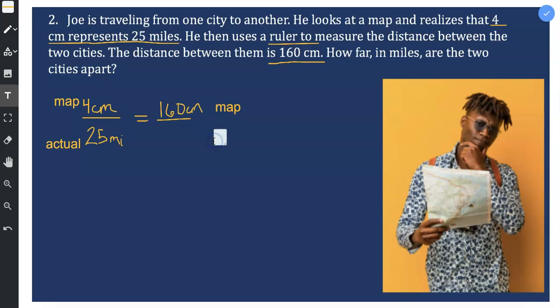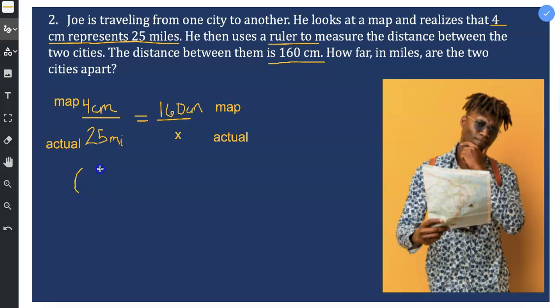So then down here would be the actual distance. So it looks like we're trying to figure out the actual distance between these two cities. The question reads, how far in miles are the two cities apart? So this is the missing value that we're trying to solve for. Now we're able to solve this proportion now that we've written it.